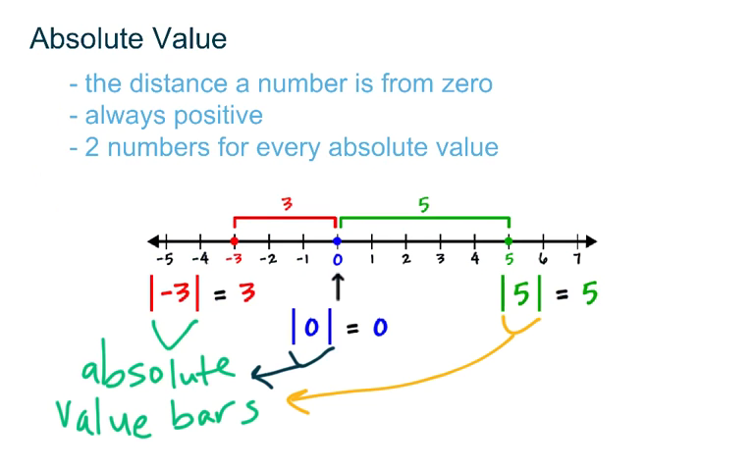So just to review, absolute value, once again, is the distance a number is from 0. It's always positive, and there are 2 numbers for every absolute value. Also, just keep in mind the idea of the absolute value bars, because sometimes you won't be asked a specific question, and you'll need to know what those mean.